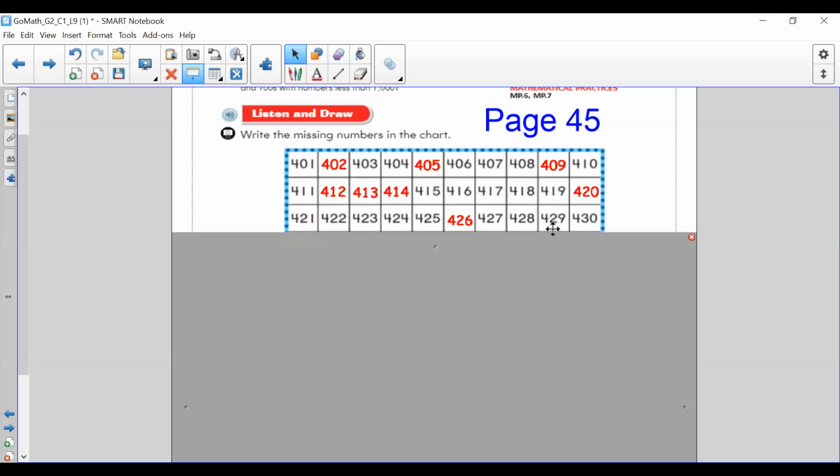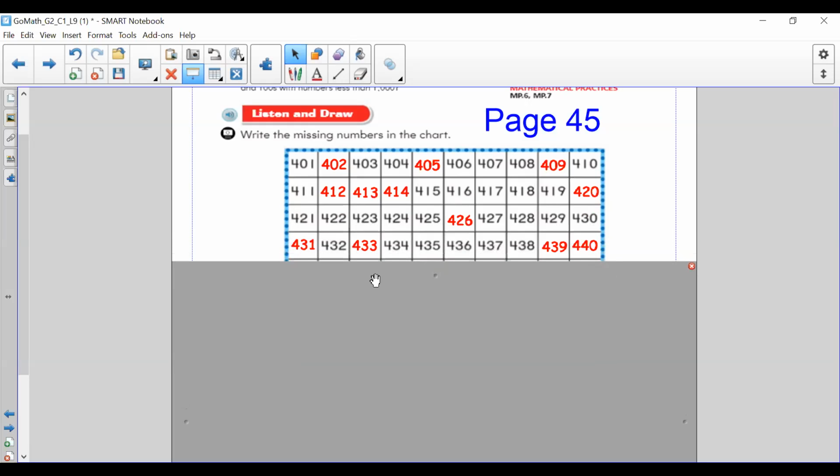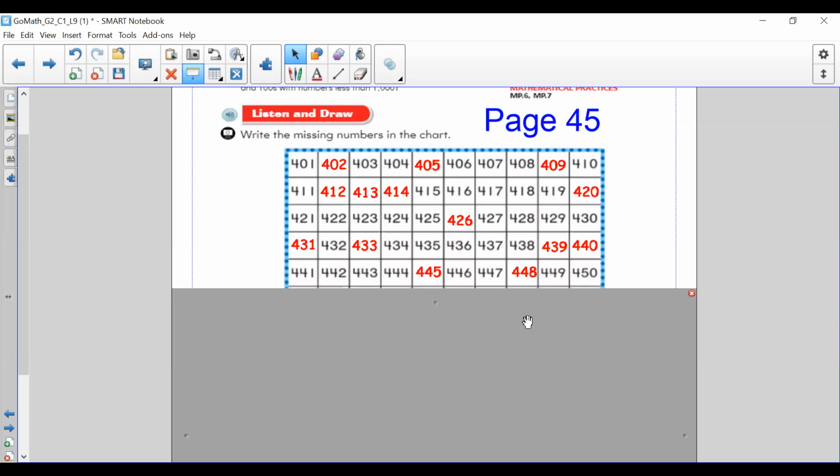Now, when we get to 429, you just think of 29, and the next number will be 30. Now, after 30, we have 31. So it's 431, 432, 433, and all of the 400s. And then from 438, we go to 439. And after 39, we know is 40. So we have 440. And then this row is all the 440s.